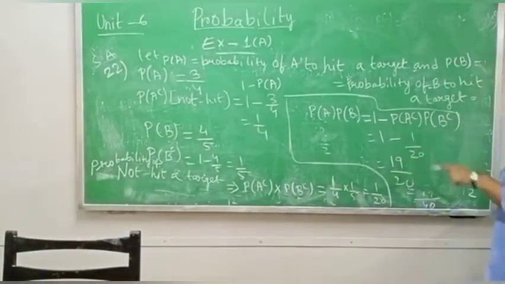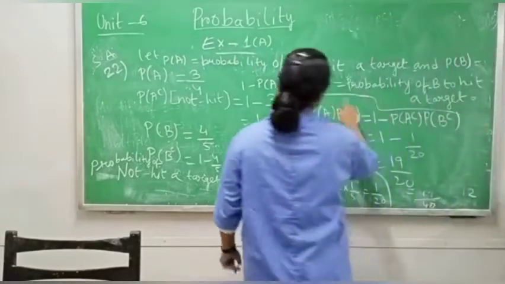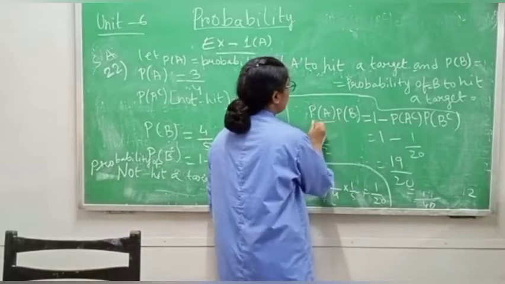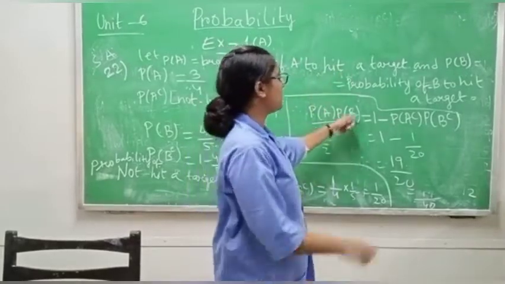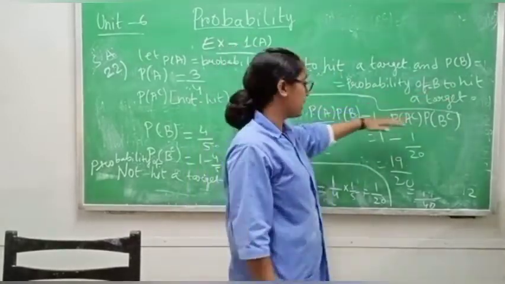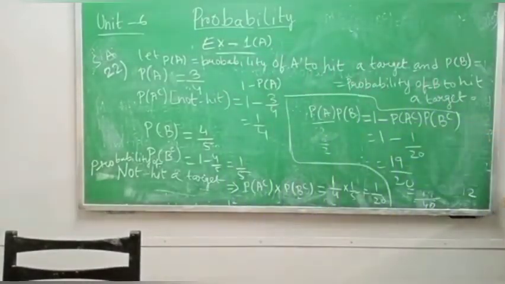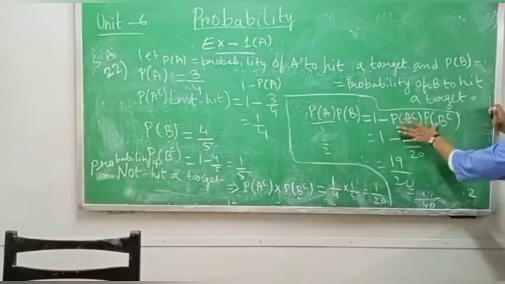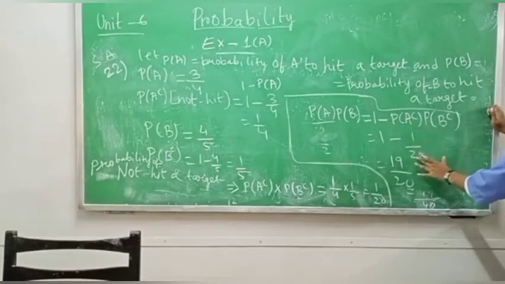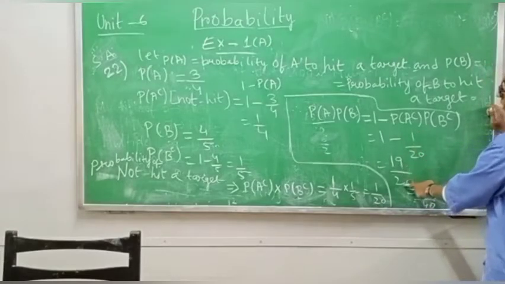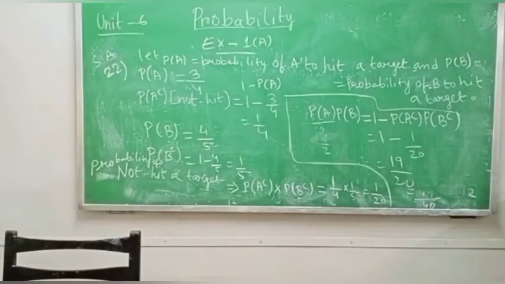Now probability of hitting the target. You can write here probability of hitting the target equals 1 minus PA complement into PB complement, because PA is the probability of A to hit a target and PB is the probability of B to hit a target. So PA complement into PB complement, I got 1 by 20 from here. Now 1 minus 1 by 20, you will get 19 by 20. Okay, complete this one.